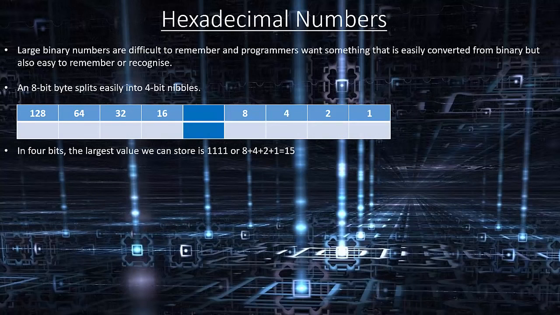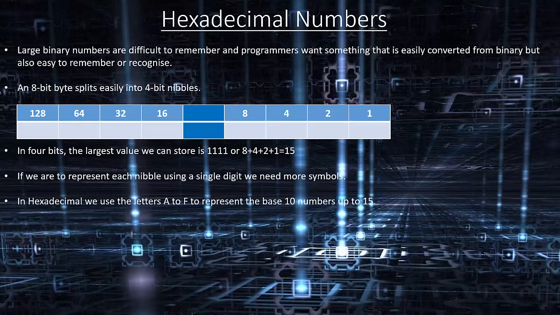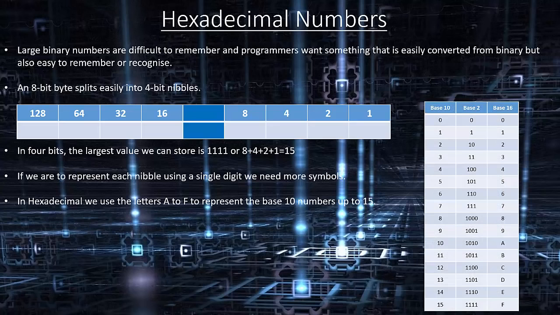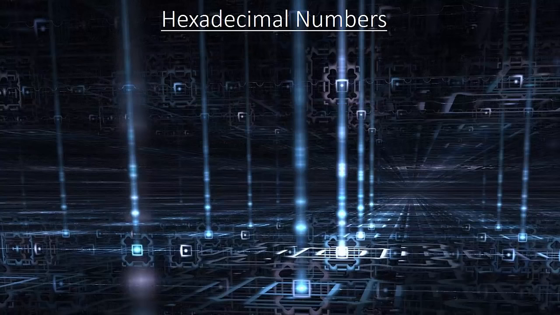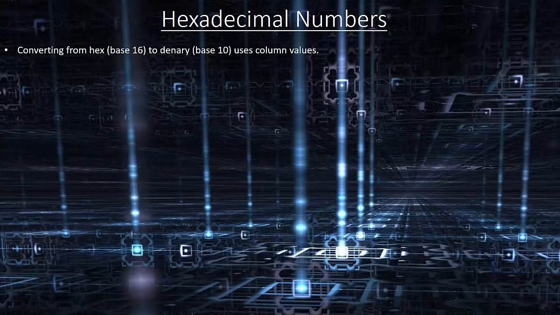In 4 bits, the largest value we can store is 1111, or 8 plus 4 plus 2 plus 1, which is 15. If we are to represent each nibble using a single digit, we need more symbols. In hexadecimal, we use the letters A to F to represent the base 10 numbers up to 15. Converting from hex to denary uses column values.